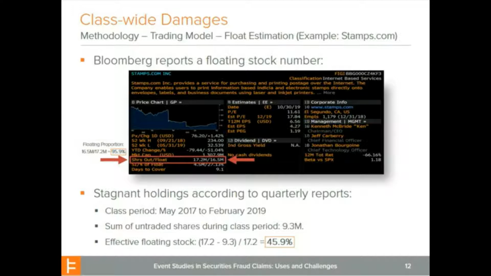So on the one hand, if you want to use that number for this type of modeling, you have the comfort and support of knowing that your number is printed on Bloomberg, and it's the financial equivalent of being etched in stone, I guess. But on the other hand, you might not wind up with a very accurate estimate of class-wide damages because it's likely that a much larger proportion of the shares aren't really traded that often. And of course, it's something of a gray area, right?